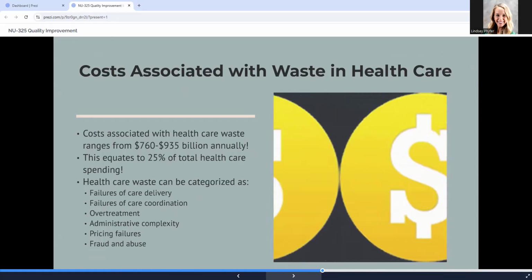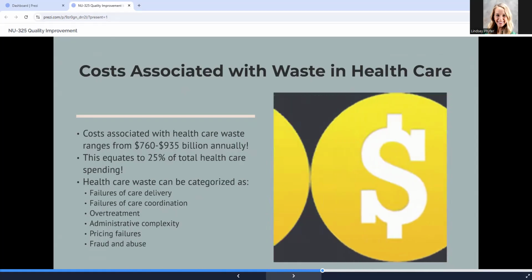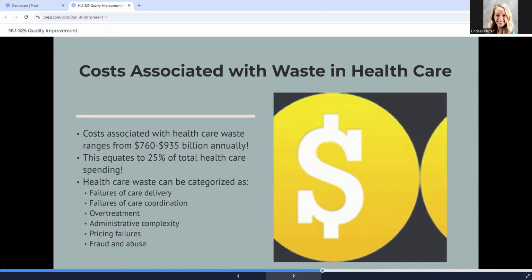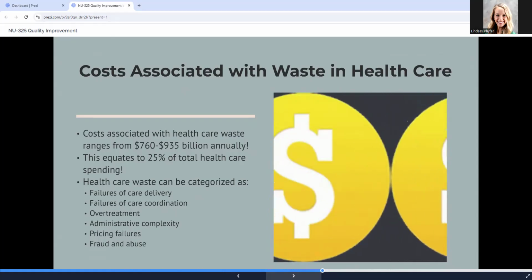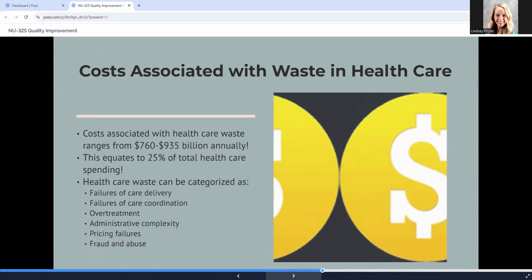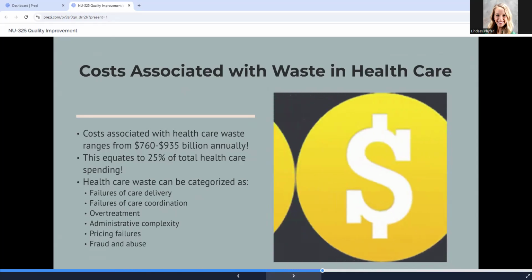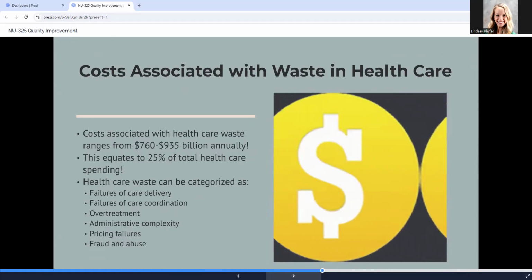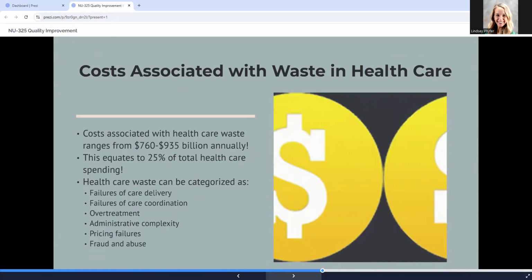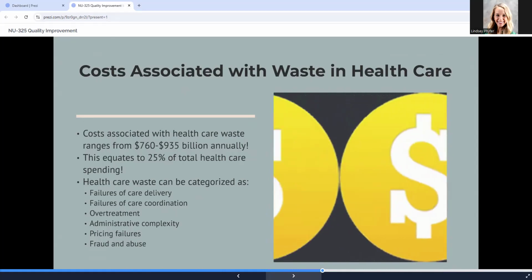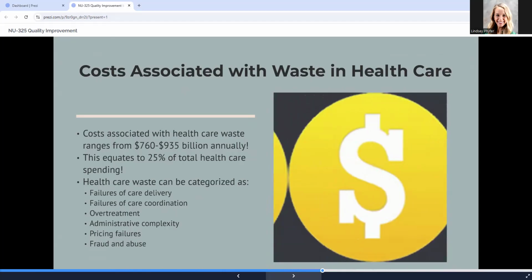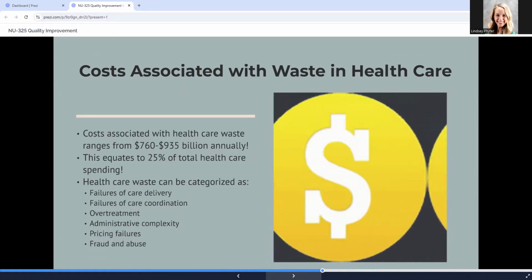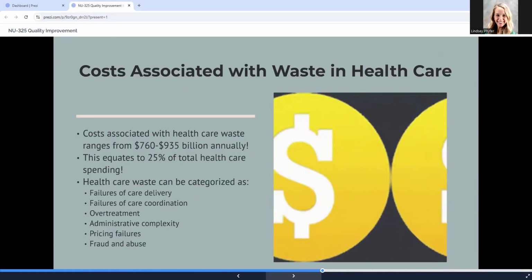And it's important to remember that because look at all these statistics. This is wild when you think about waste in healthcare. So cost associated with healthcare waste ranges from $760 to $935 billion annually. This equates to about 25% of total healthcare spending. And there are different ways that healthcare waste can be categorized, and some examples of this include failures of care delivery, failures of care coordination, over-treatment with medications, administrative complexity, pricing failures, or healthcare fraud and abuse.